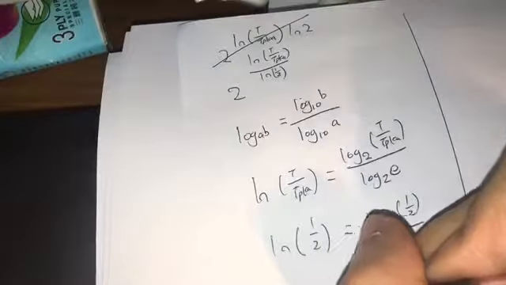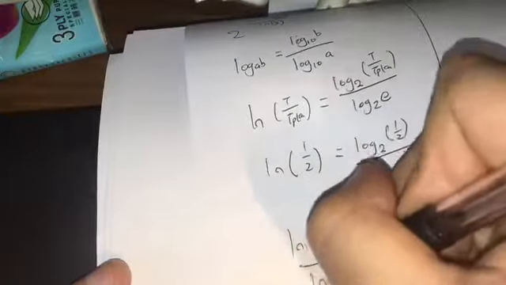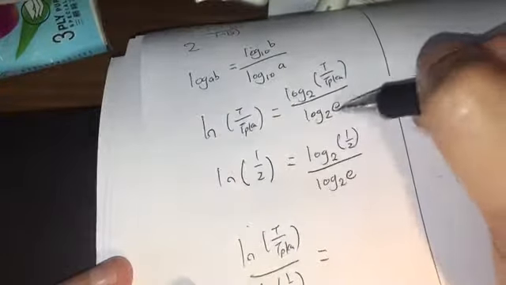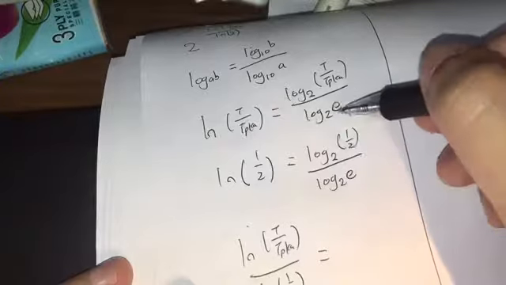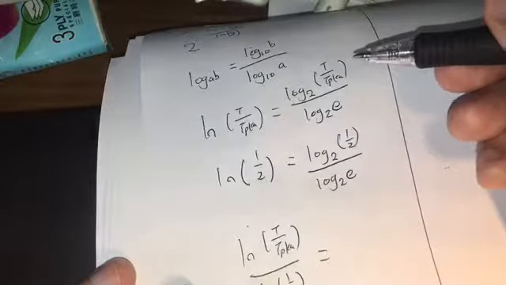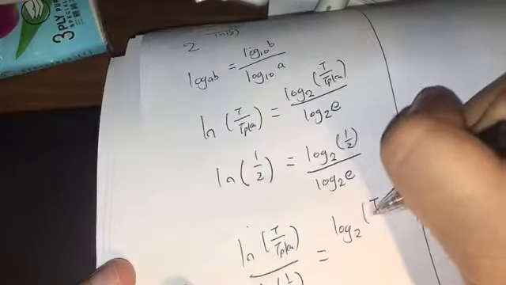So let's do this. Ln T over T pKa, ln of half. Okay, so I have this divided by this, and this 2 log base 2 of E, that will cancel out. So we'll be left with this expression.